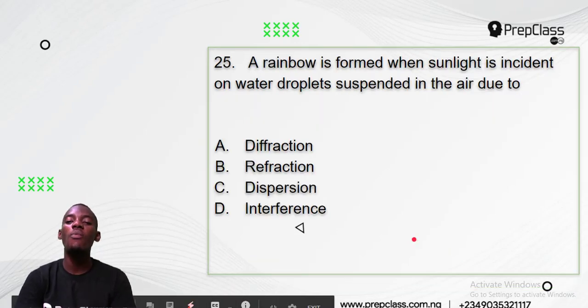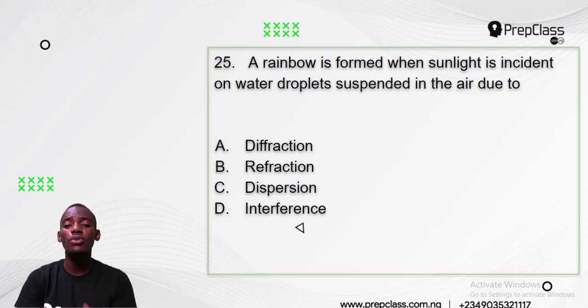The rainbow is formed when sunlight is incident on water droplets suspended in the air due to what? Now, what process in science creates a rainbow? Do you have any idea? Is it diffraction, refraction, dispersion, or interference? Now, the answer is very simple. Did I draw a picture?